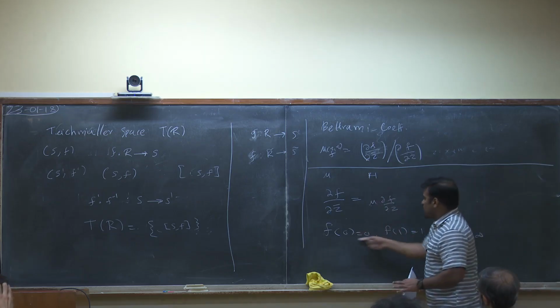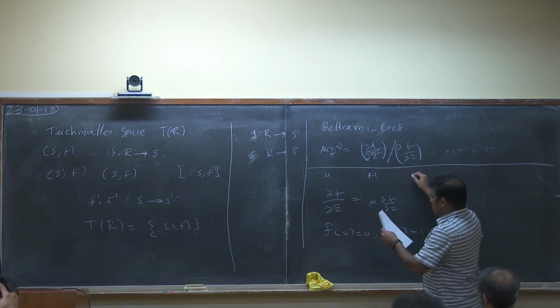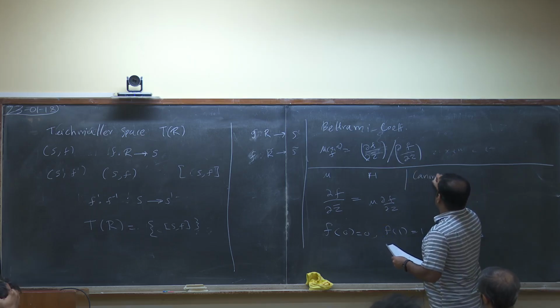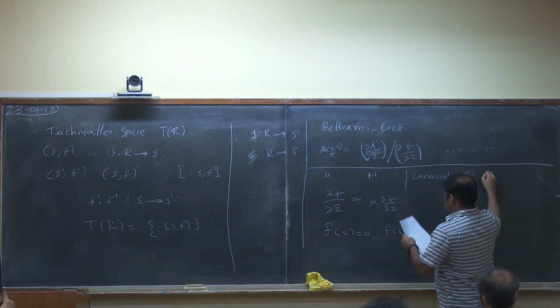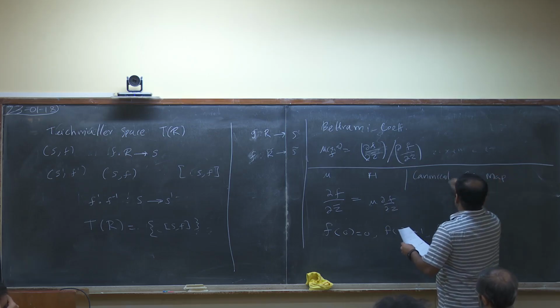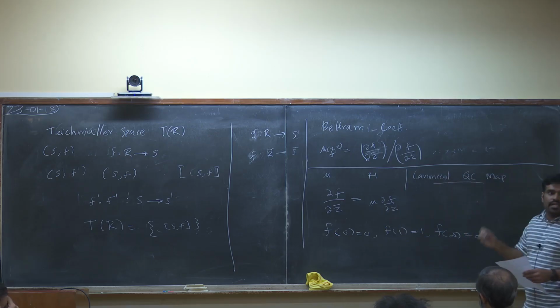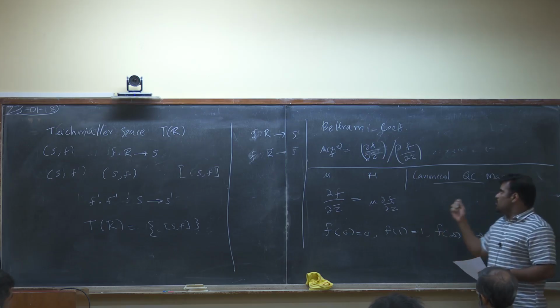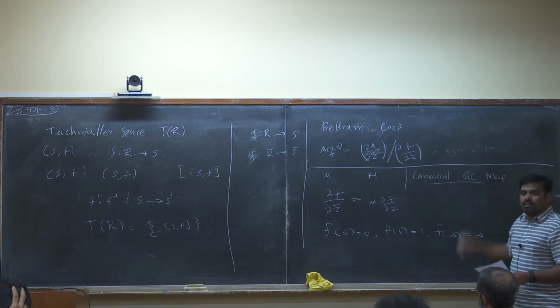So such quasi-conformal transformations are called canonical QC maps. So for each Beltrami differential that you define on the upper half plane, there exists a unique canonical quasi-conformal map.